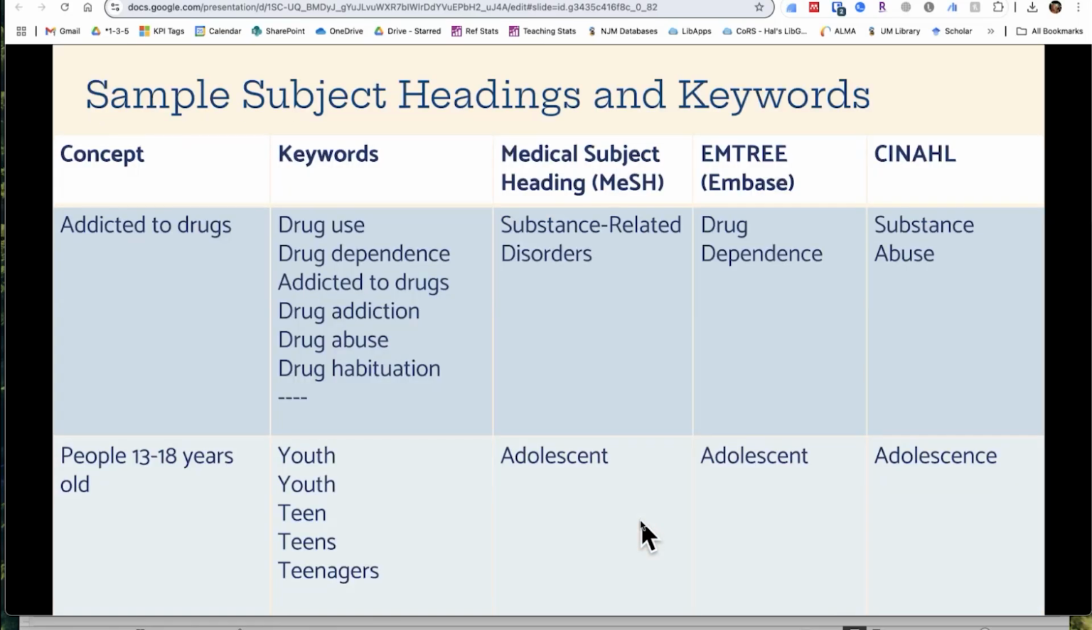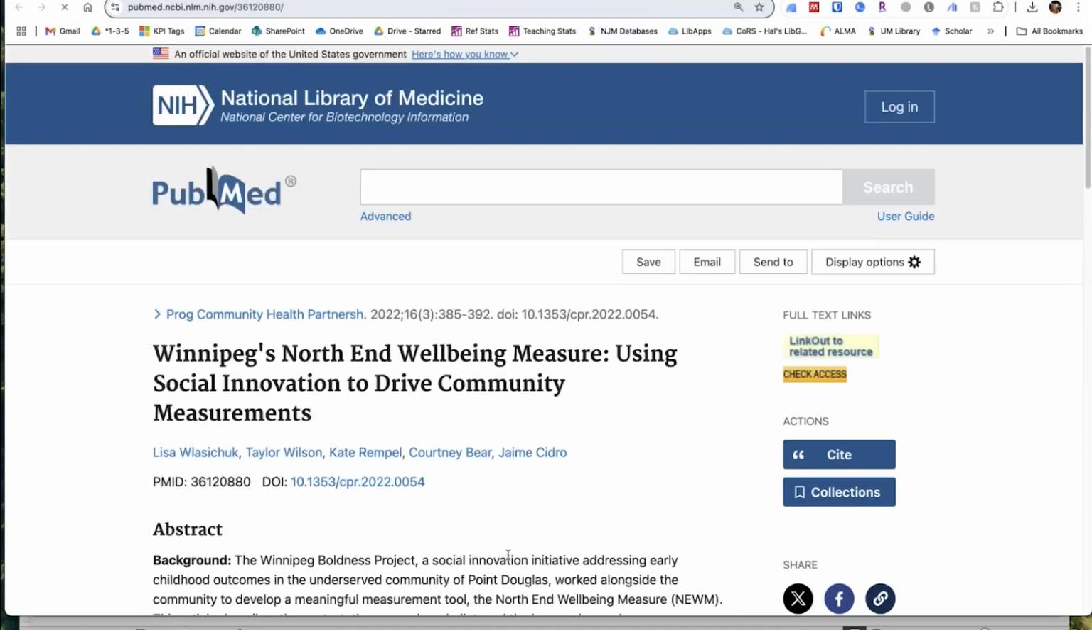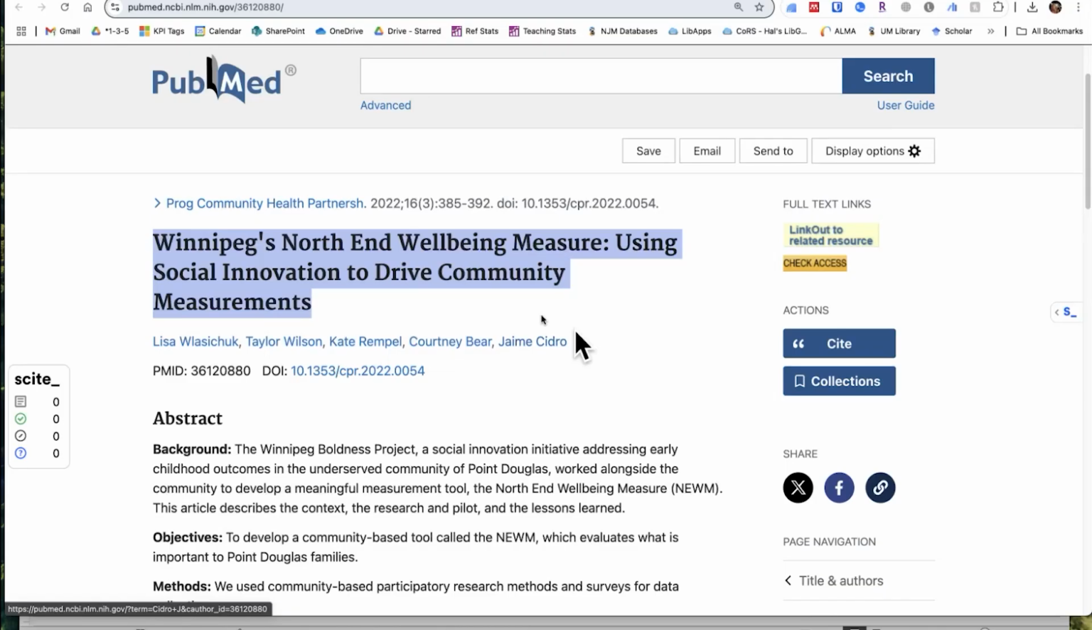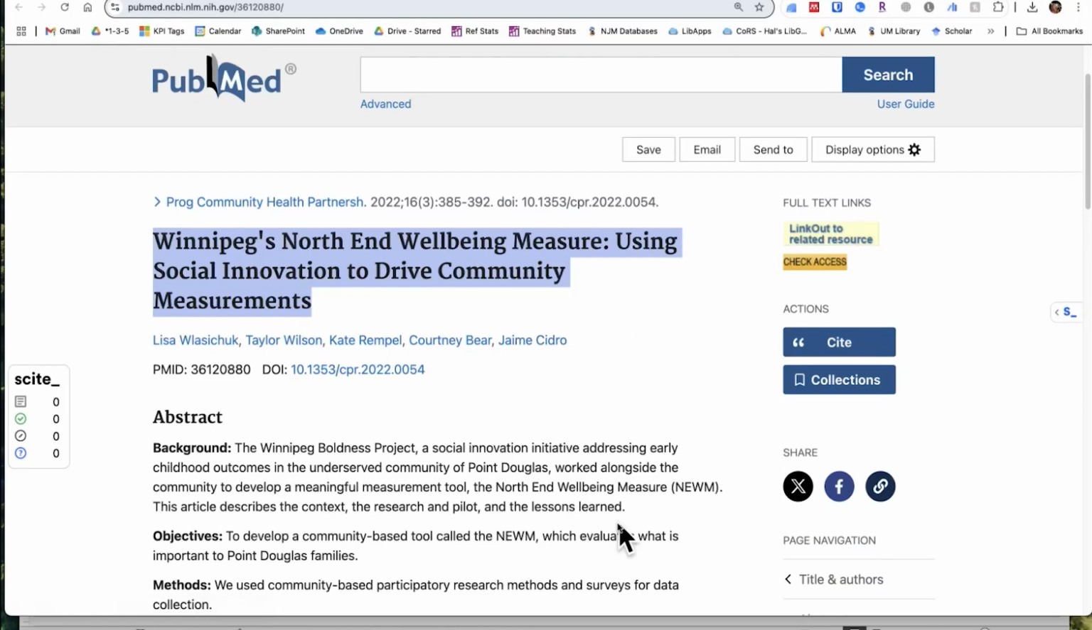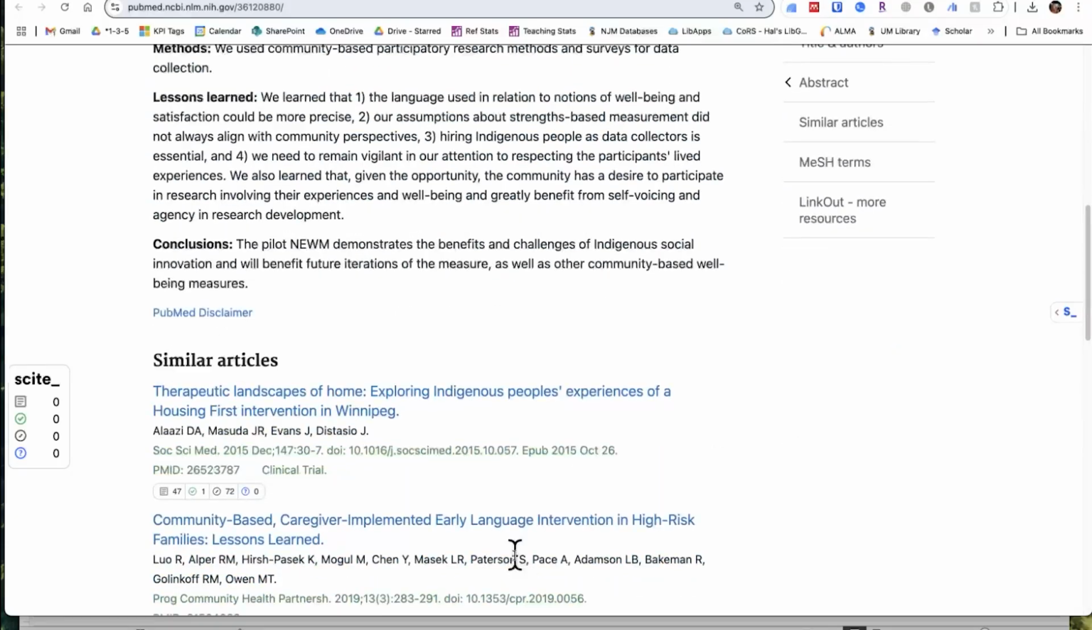Okay, actually I do have a better one. I'm going to do this one and then I'll go back to those other things just to emphasize something. People wonder, why do you have to search both? There are different reasons. Sometimes you need to have both because you're trying to be comprehensive. Sometimes articles can have the wrong MeSH. This particular article, just a Winnipeg article for you, is about a particular area of my city, and they looked at well-being. If I scroll down and look at the MeSH.